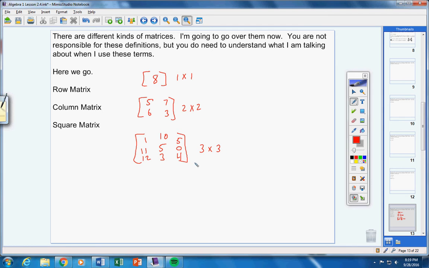You get the idea? I could write for you a 4 by 4 or a 5 by 5 or a 6 by 6 if I wanted to, so on and so forth. But a square matrix is any matrix in which the row is the same as the column. 1 by 1, 2 by 2, 3 by 3. Got it? That's a square matrix.